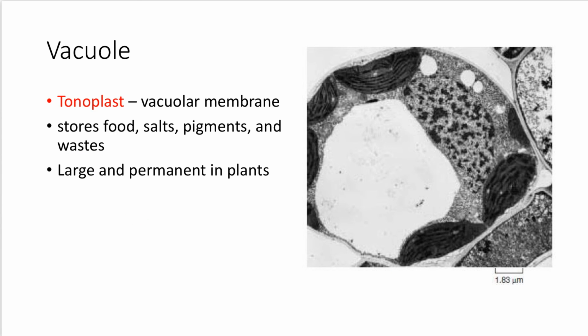A familiar organelle from IGCSE, the vacuole. Vacuole, remember, stores food, salts, pigments, and wastes. The difference between the animal and the plant cell: plant cells have a large and permanent vacuole. Well, some animal cells might have some temporary vacuoles as well. Right? Tonoplast is the membrane of the vacuole, and the content of the vacuole is called sap.